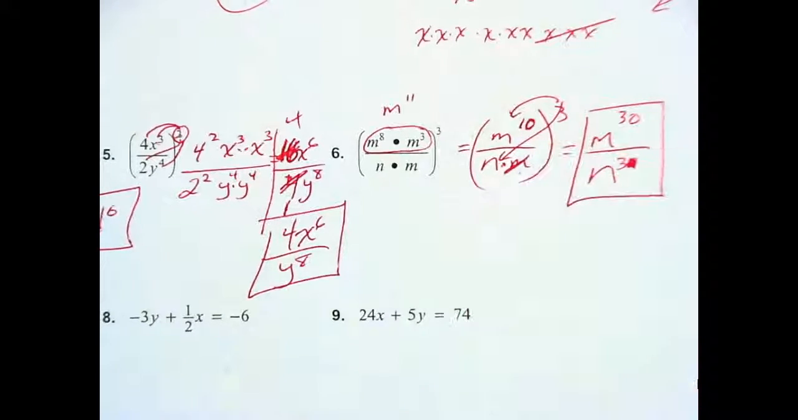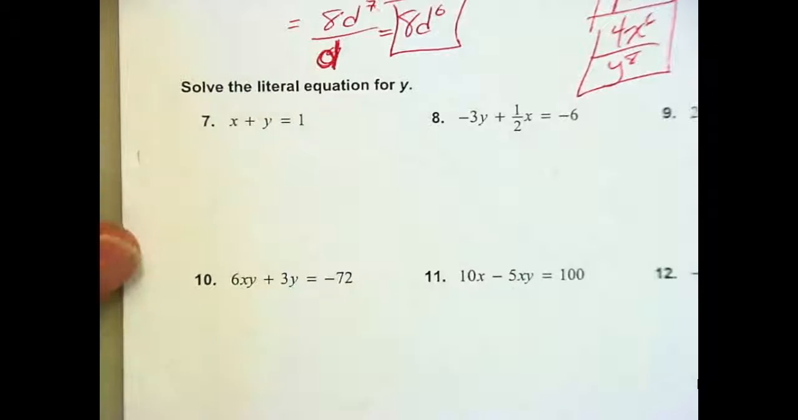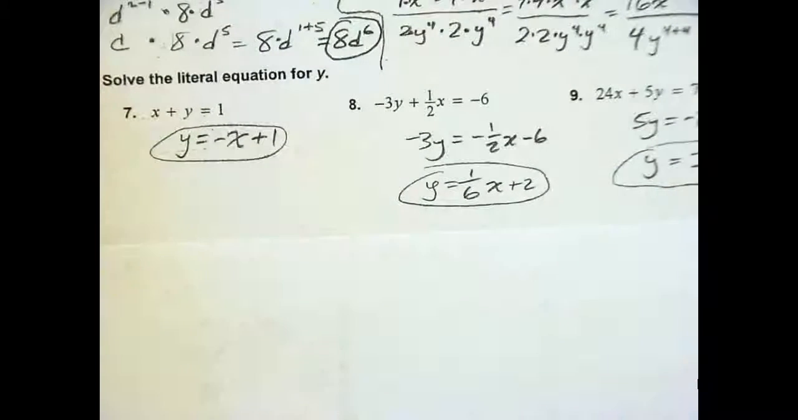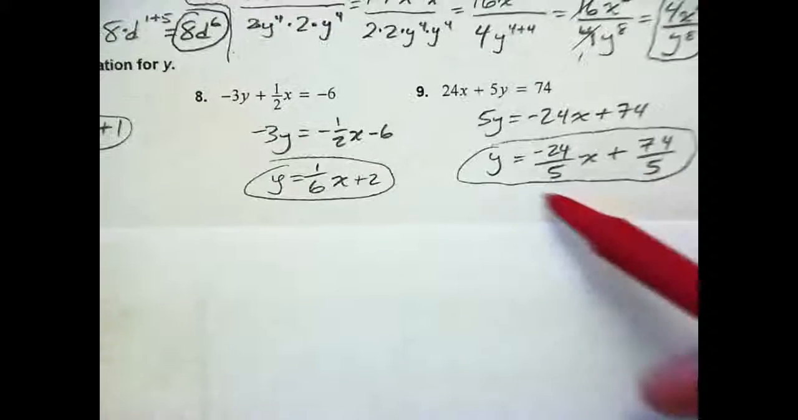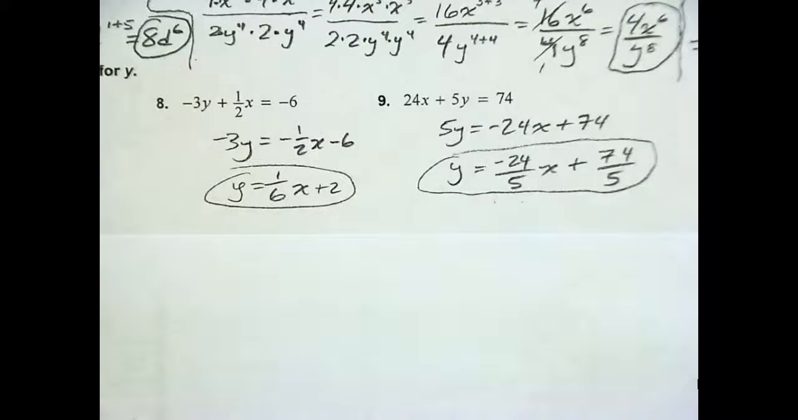Yeah. Okay, you guys, the next section, we're dealing with literal equations. That means you're solving for that variable. I'm not terribly concerned about spending a lot of time on that. I'll put up the answers here real quick for you. You can see how we should have got negative x plus 1, 16x plus 2, and that one's ugly. Negative 24/5 x plus 74/5.